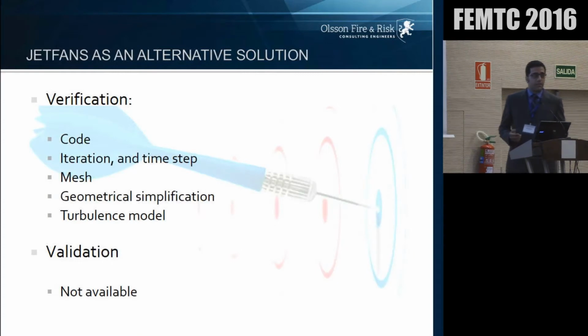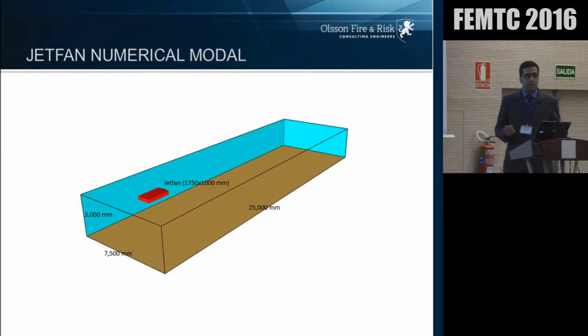Validation, unfortunately, I didn't find any good source to validate my code. So I thought one of the most important bits is just to make a very simple geometry. I don't want to go that complex. One single jet fan in a small domain, and then just play with the mesh and see what the outcome of that is.